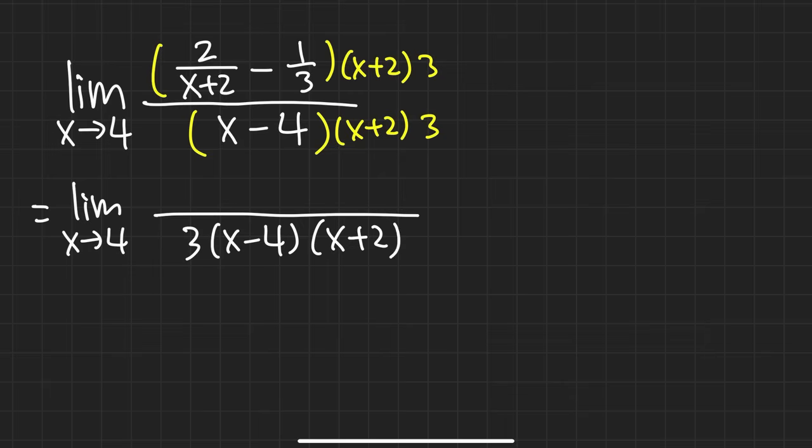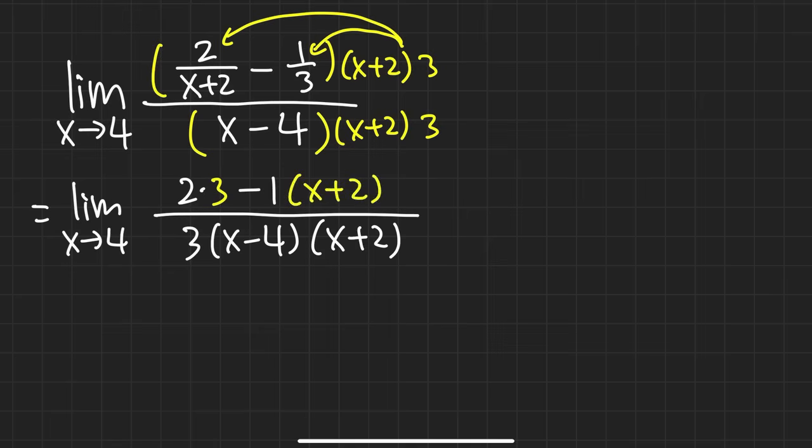On the top, take this, multiply with the first term, the x plus 2 will cancel, and we will have to do 2 times 3. And let me just write that down right here, 2 times 3. Then we will take this times that. In this case, the 3 will cancel. So we will have minus 1 times x plus 2.